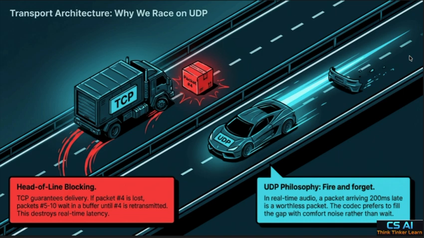Why do we race on UDP instead of TCP? Because of head-of-line blocking. TCP is a slow truck. If one box falls out, the whole highway stops until it is replaced. In real-time audio, a packet arriving 200 milliseconds late is worthless. It just causes a stutter. UDP is a sports car. It's fire and forget. If a packet is lost, the codec prefers to fill the gap with comfort noise rather than wait for the retransmission that would destroy the latency of live conversation.